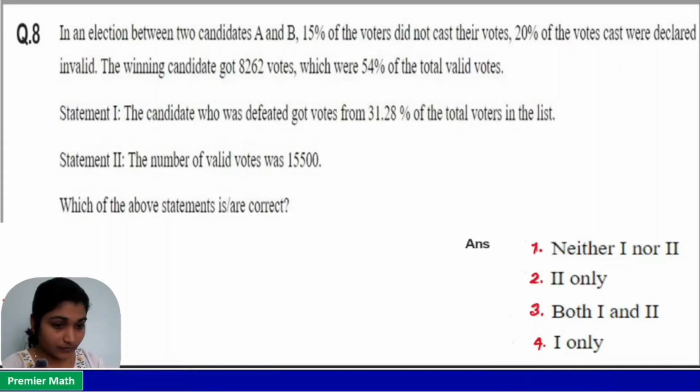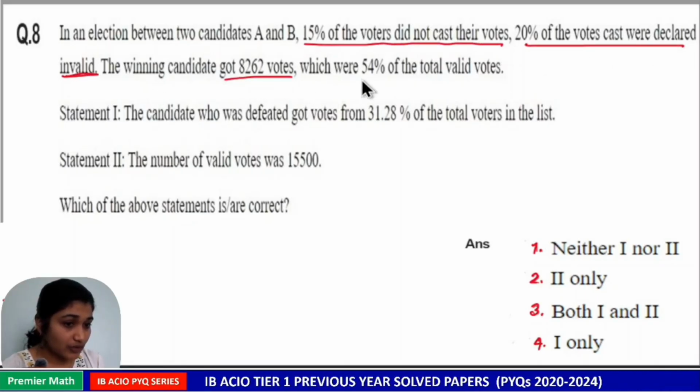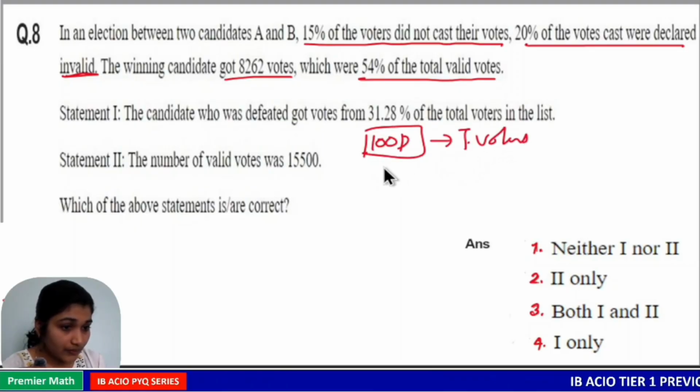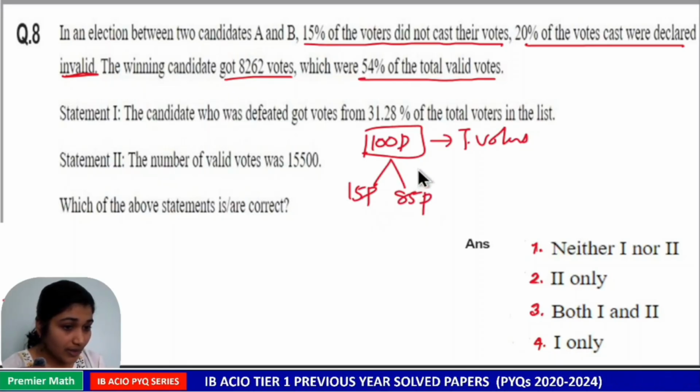Option 3. In an election between candidates A and B, 15% of the voters did not cast their vote. 20% of the votes cast were declared invalid. The winning candidate got 8262 votes, which were 54% of total valid votes. Here, consider 100 parts as the total voters. Then, out of this, 15% did not cast vote, meaning 15 parts did not cast, 85 parts cast their vote.